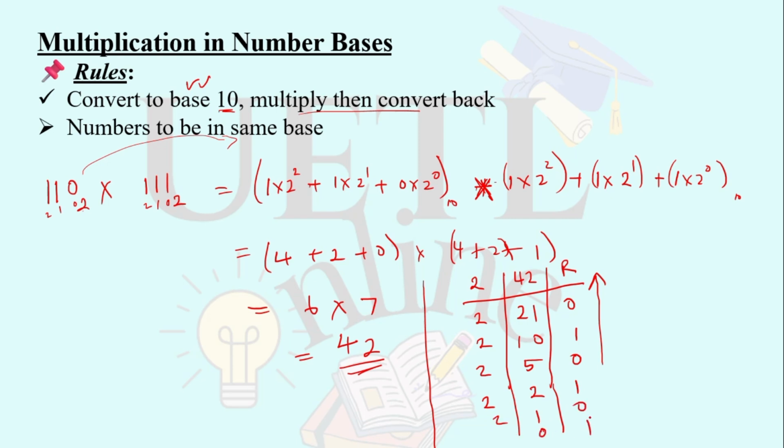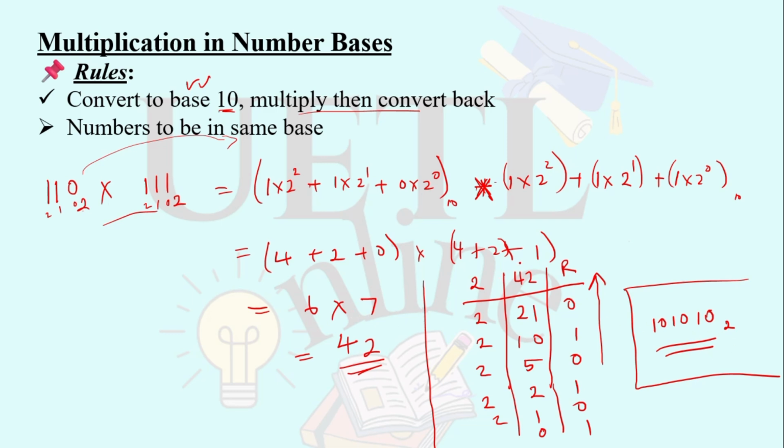So we count the remainders from here. This means that our answer becomes 101010 base 2. So this is our answer. If we multiply these two, we get this number. This is how we do it. The first thing, you convert to base 10. Then the second thing, multiply, then convert it back to base 2.